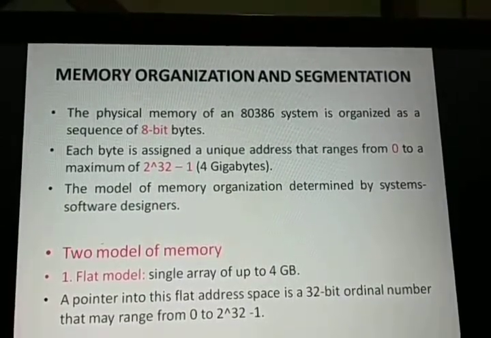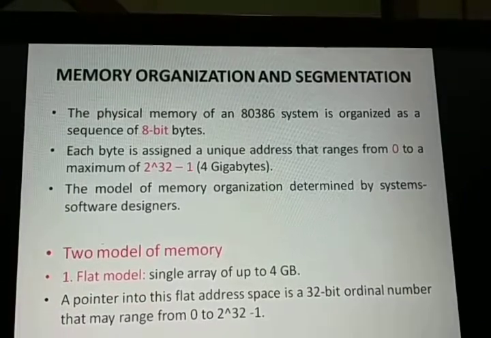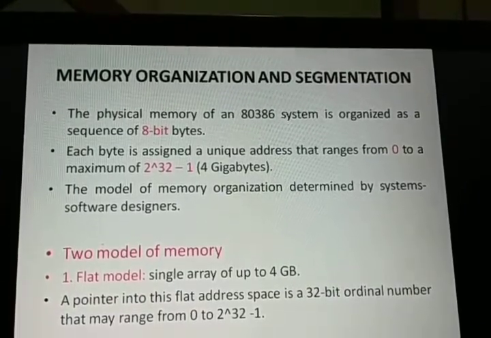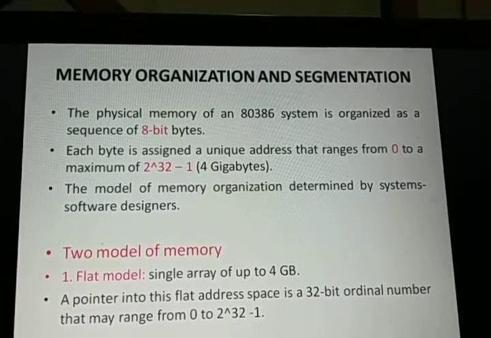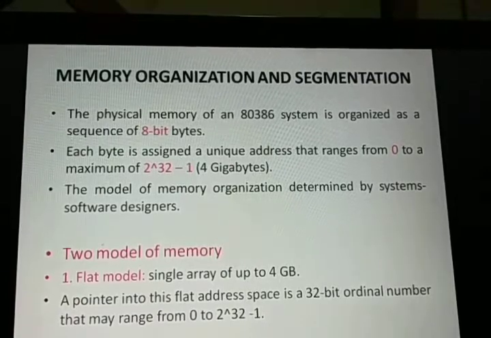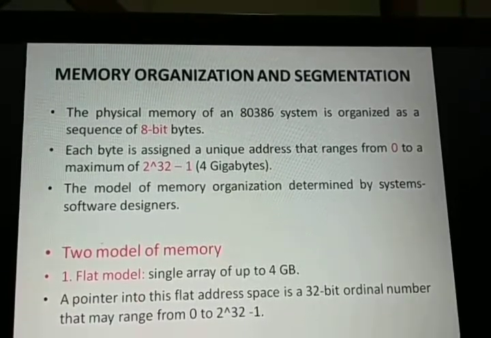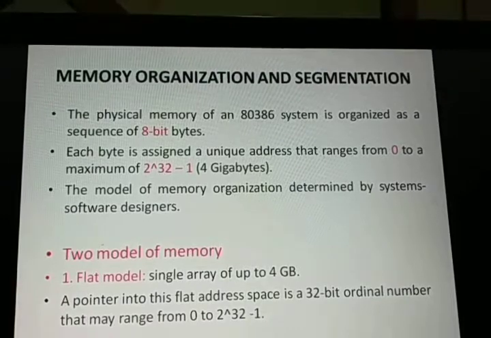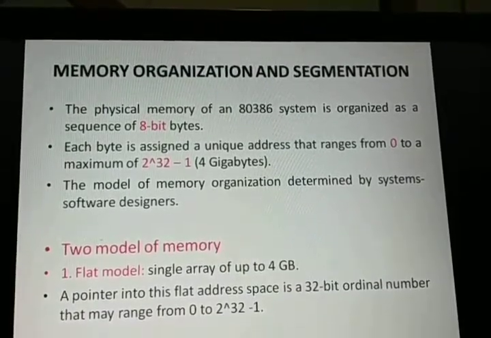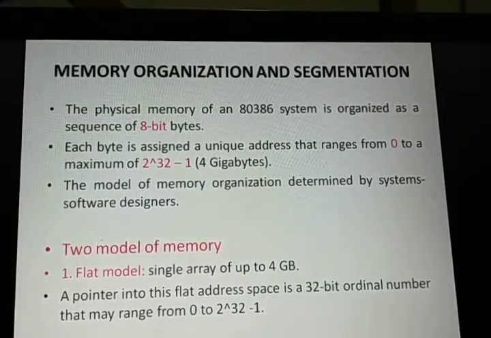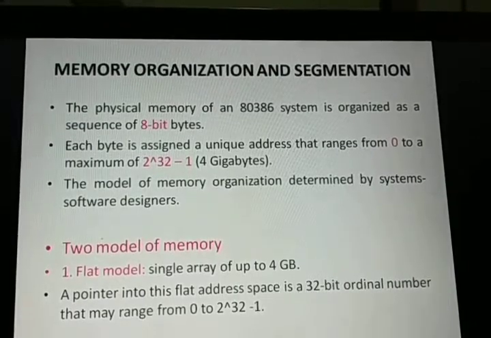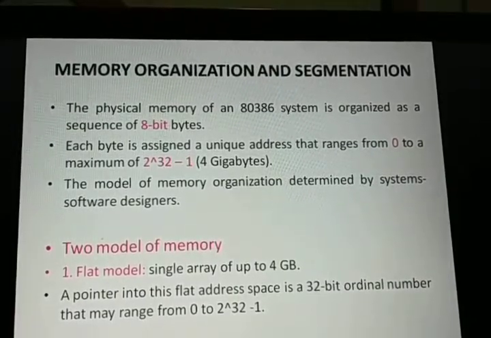So, this is the organization of memory. Every field is an 8-bit byte field, and your address range starts from 0 to 2^32 minus 1 because you start from 0. That's why your last address will be 2^32 minus 1, because you have a total of 4 gigabytes of memory space. 2^30 means gigabyte, and 4 is 2^2. 2^2 times 2^30 is 2^32, which equals 4 gigabytes. So when you start from 0, your last address will be 2^32 minus 1.